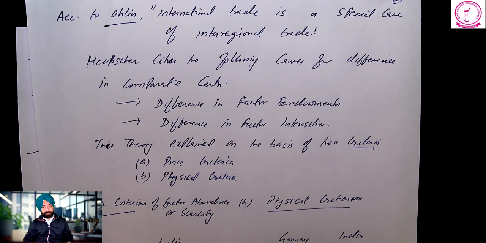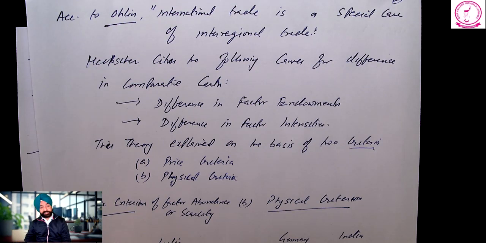And then according to Heckscher, there are the following causes for difference in comparative cost. Why is there a difference in comparative cost? We have already discussed. Mainly, first is the difference in factor endowments, and then there is a difference in factor intensities. Factor endowments means how much labor or how much capital is available, and factor intensities means whether they are producing capital intensive goods or labor intensive goods. Now, this theory is also explained on the basis of two criteria.